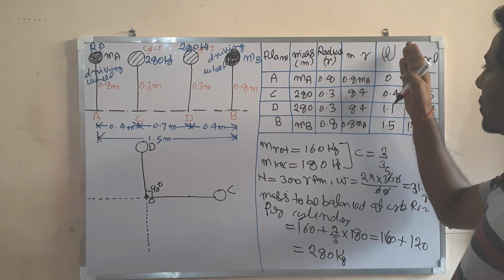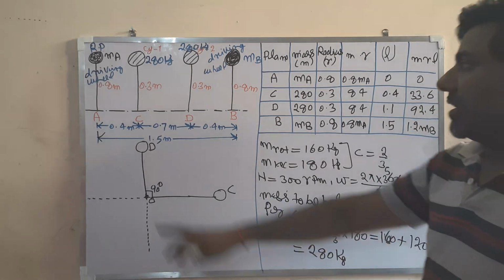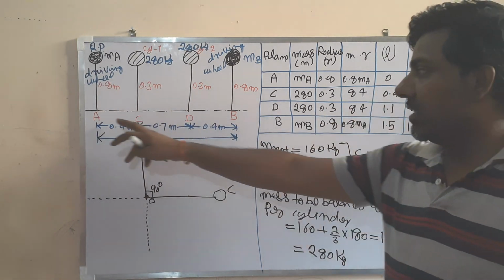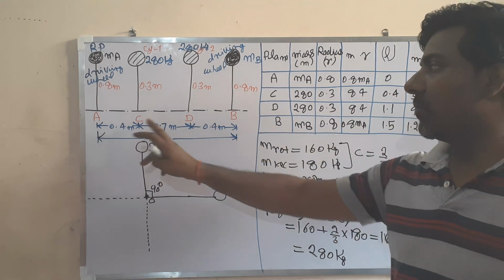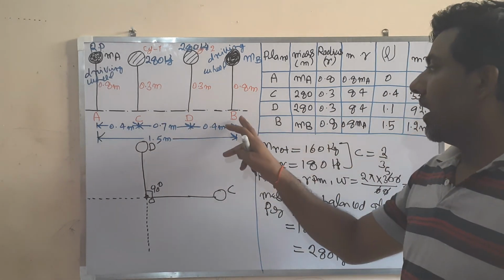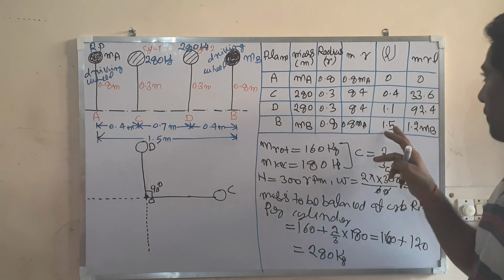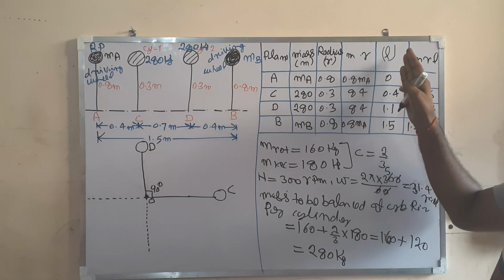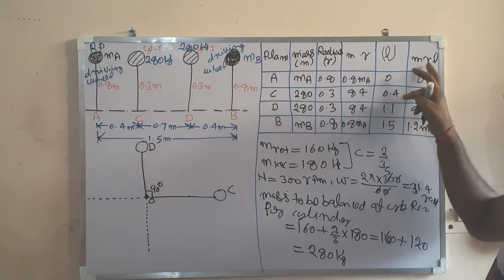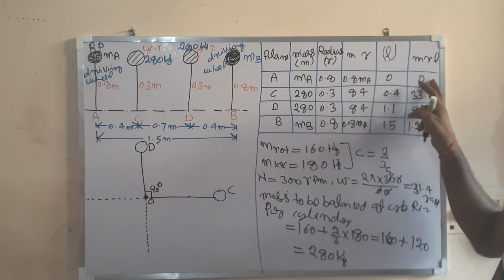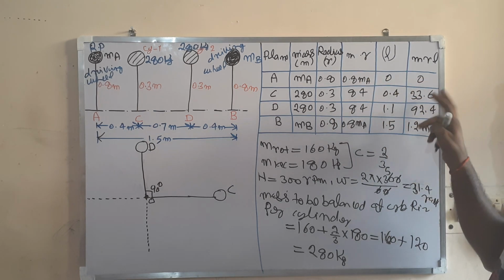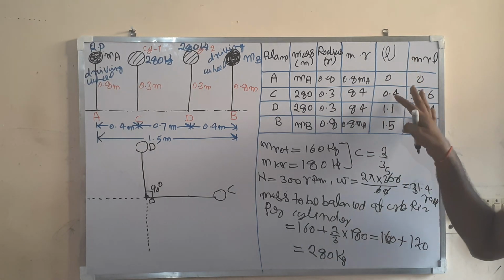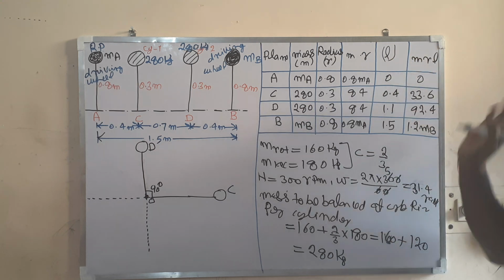Now the distance of the plane from the reference plane. Plane A itself is at the reference plane, so it will be 0. For C this will be 0.4. For D this will be 0.4 plus 0.7, that is 1.1. And for B this will be 1.5. Now how to get the couple? Just multiply this force by the distance from the reference plane, that is m r into L. So 0 into this is 0, 84 into 0.4 is 33.6, 84 into 1.1 is 92.4. Similarly, you have completed the table and done the calculation in the table.